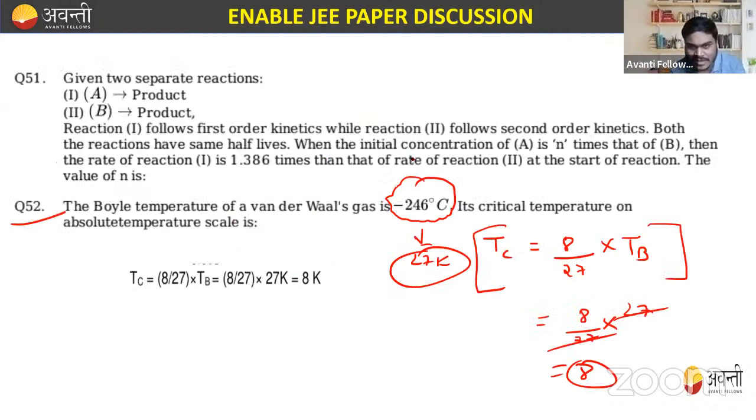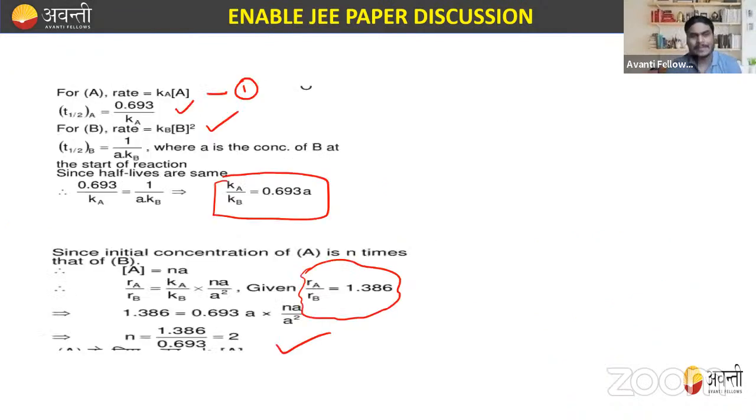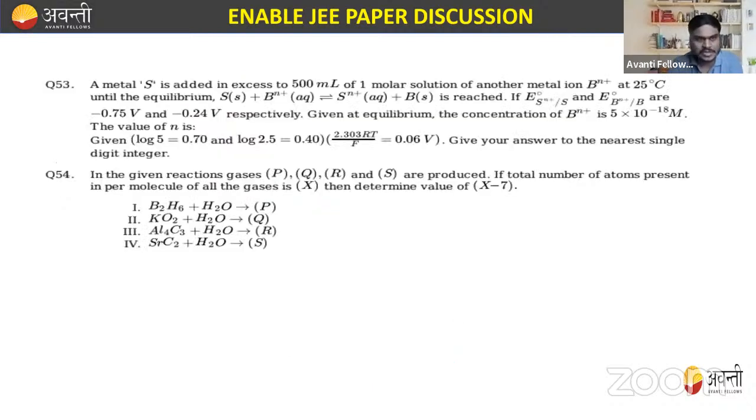So according to the question, just follow this. It is already given that when the initial concentration of A is n times that of B, then the rate of reaction 1 is this many times that of reaction 2. It means n upon 1 is 1.386. So by just putting the values, you will get the desired answer. That is n is equal to 2. So this is the desired solution for this question. Right? I hope it is clear to everyone?